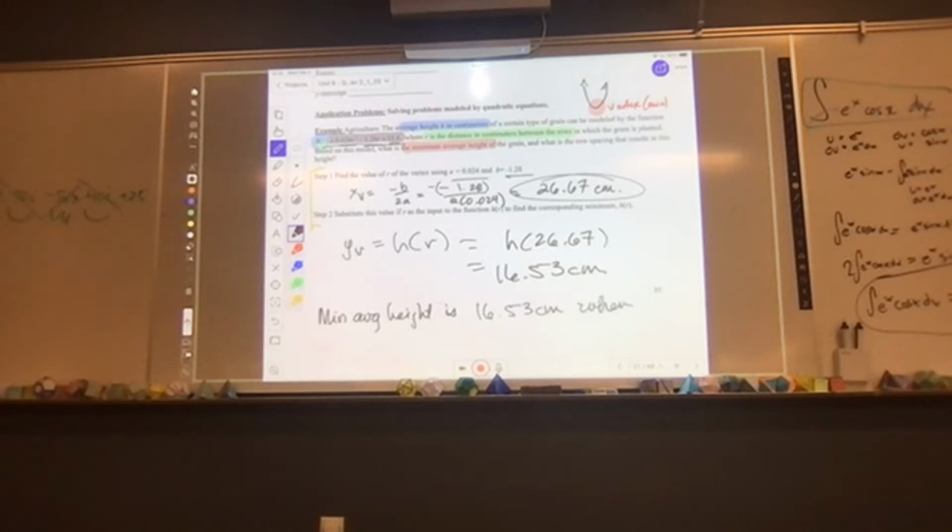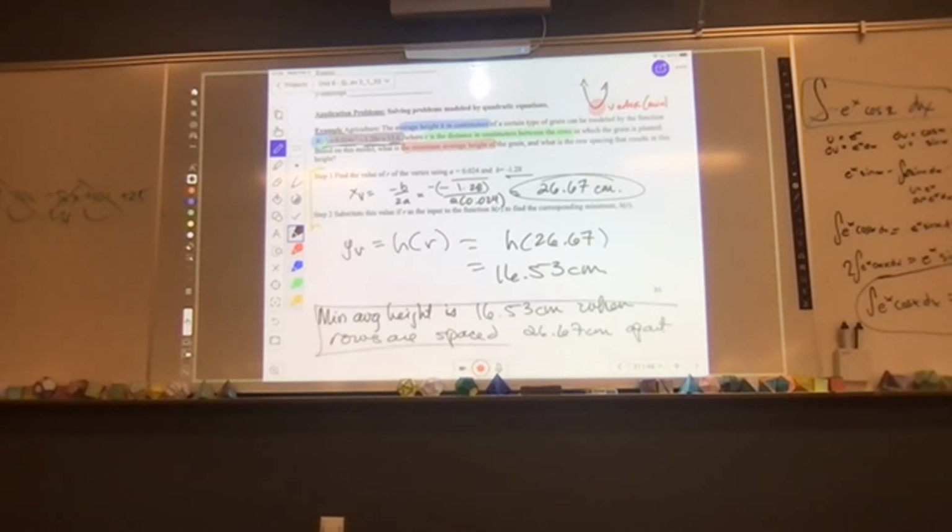So what is 26.67? That's the x value of the vertex, but what is that telling you in the context of the problem? It is the distance between the rows: the minimum height occurs when the rows are spaced 26.67 centimeters apart.